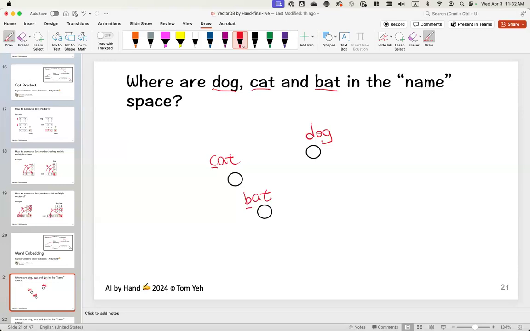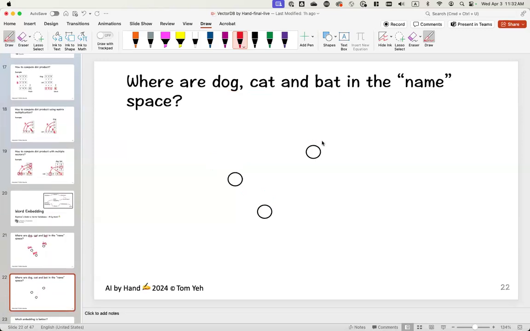In a vector database, we can get around this by having a different representation, a different embedding. Instead of namespace, let's think about semantic space: the meaning of these animals, the properties of these animals. In the semantic space, we'd like cat and dog to be close because they are both kind of cute together, and bat would be further away. So we have two different embedding spaces to represent each of these, the name space or the semantic space.